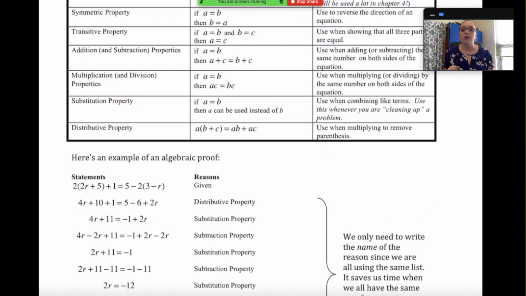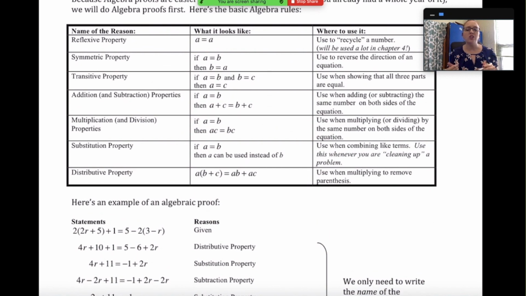So I noticed up here there's the addition and subtraction properties. Remember they say that you can add the same number or subtract the same number on both sides of the equation. The multiplication and division properties, so you can multiply or divide both sides of an equation by the same value. We're familiar with the distributive property as well. Reflexive, symmetric, transitive, and substitution properties may be new. I like that substitution property.